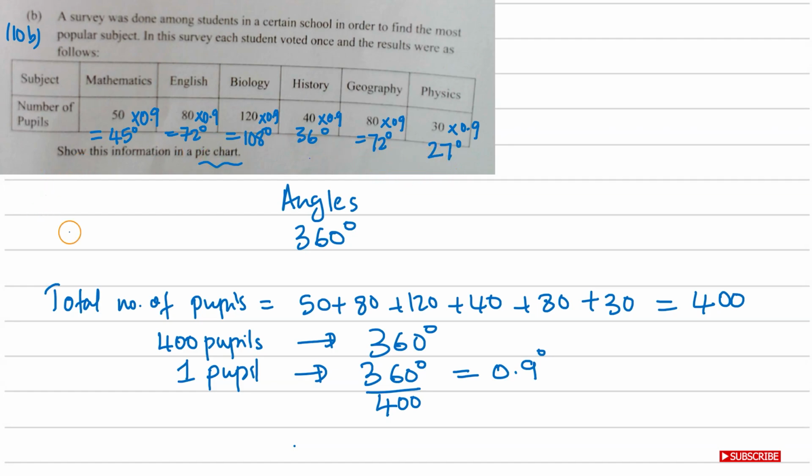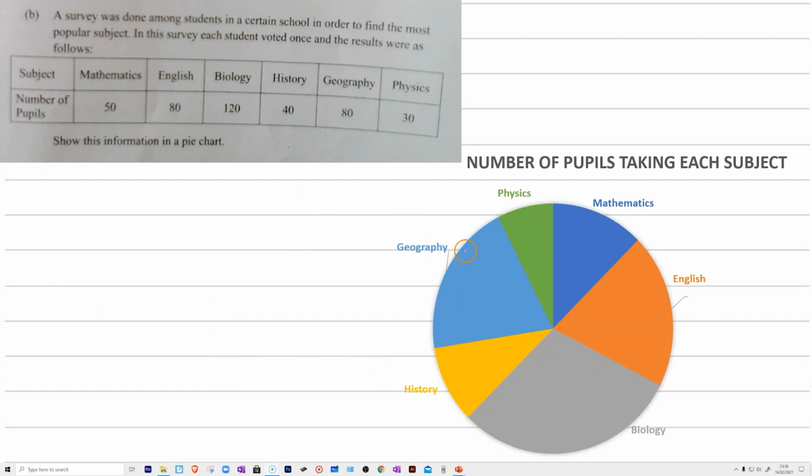Once you have all this, you can now go ahead and draw your pie chart. Now, if you are not sure how to draw a pie chart, please leave me a comment and I will do a session on drawing pie charts. So once you have drawn the pie chart, it should look like this.